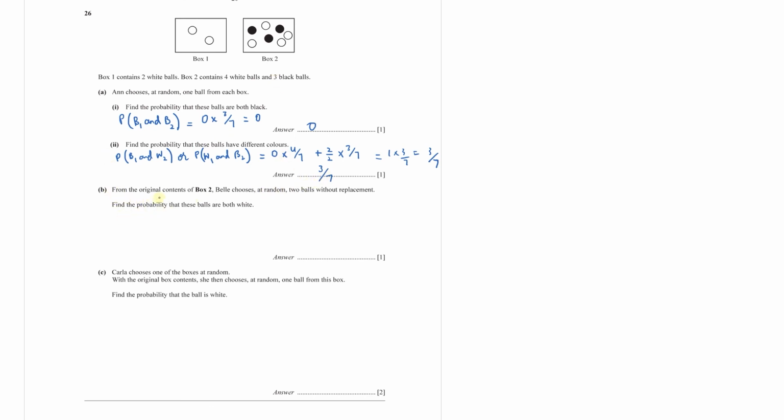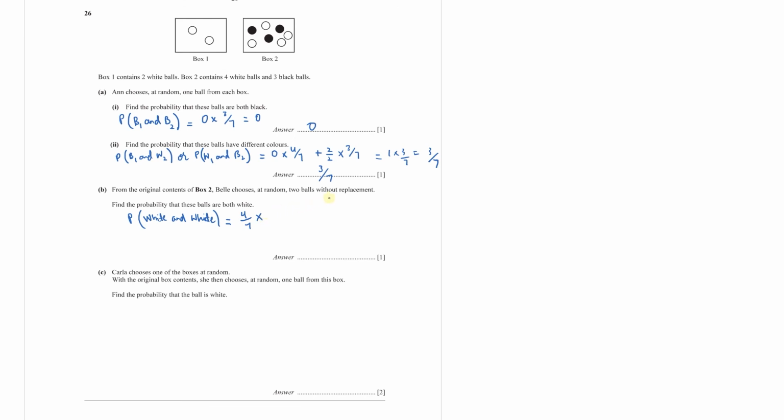Part B is from the original contents of box 2. So you have box 2 here. Bell chooses at random two balls without replacement. Find the probability that these balls are both white. So you're looking for white first time and then second time white as well. So you choose white and white. The probability of getting the white the first time is, you have 4 whites and total of 7. So you get 4 by 7 and then you get a white again.